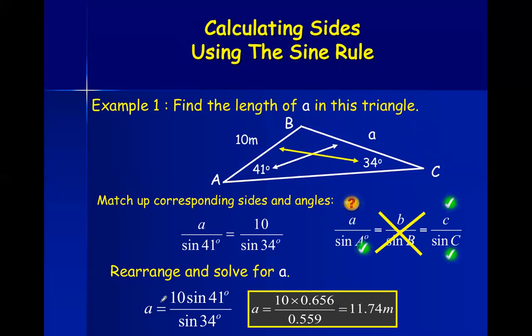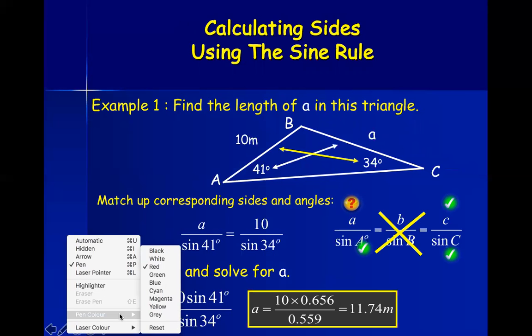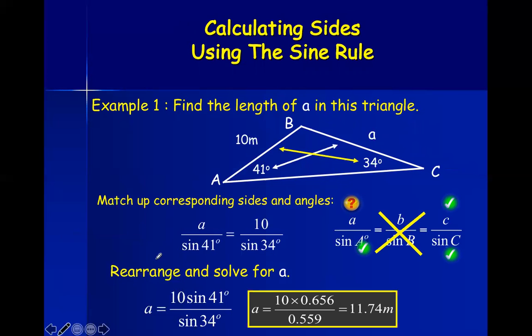So to rearrange it, you just need to times by sine 41 on both sides. If you were to show all your working, for example, you would say here, I'm going to times by sine 41. So you times by sine 41 on this side, and you times by sine 41 on this side. And that will mean sine 41 divided by sine 41 is 1. 1a, we write it as a, and that's how you get your answer. Okay?